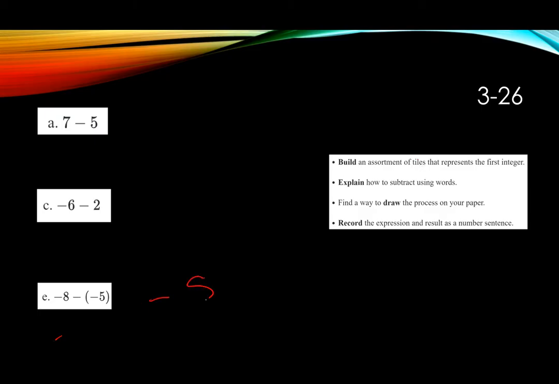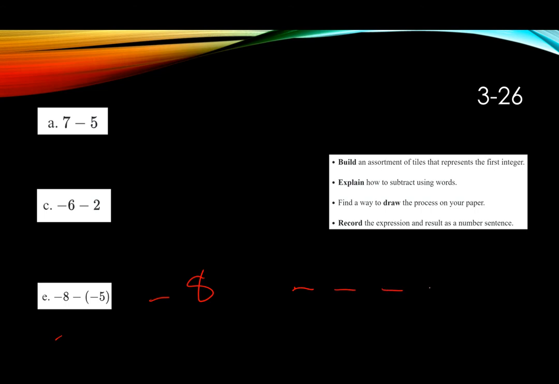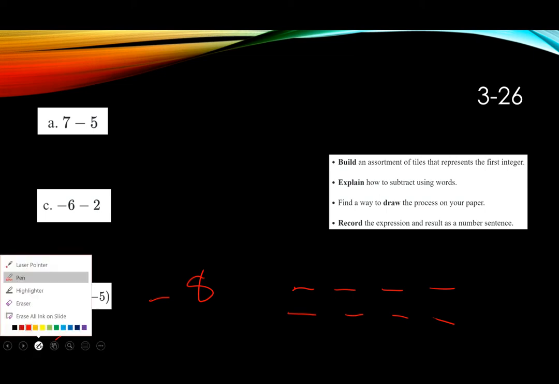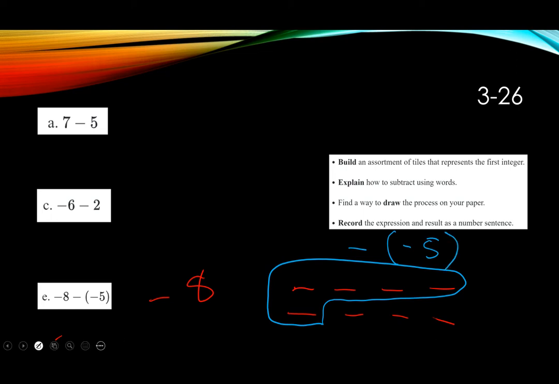So we have -8. I'm going to represent that here. 1, 2, 3, 4, 5, 6, 7, 8. And now we are going to take away, because it says subtract, -5. So here I'm going to take away -5. So I'm going to take away these 5, subtract -5. And what am I left with here?